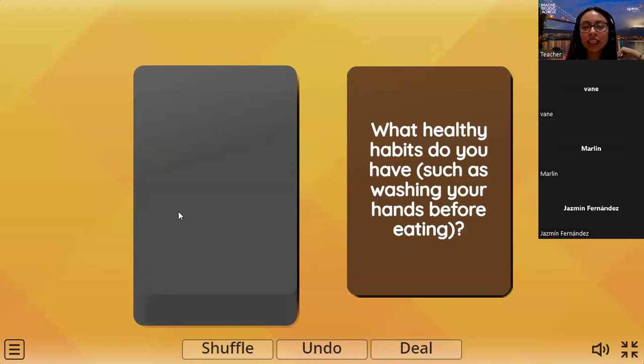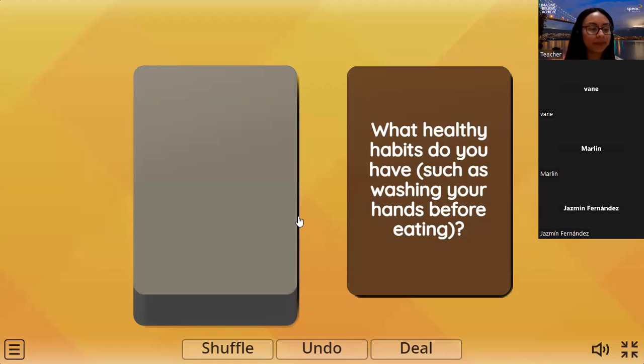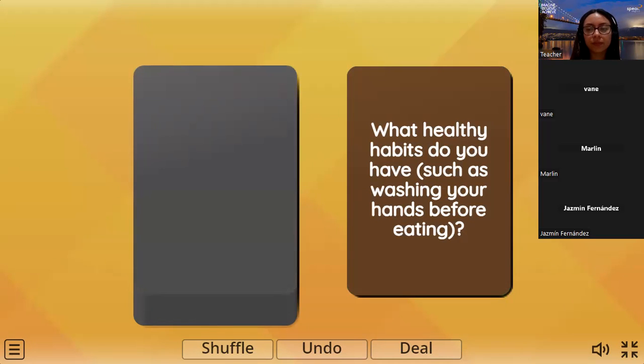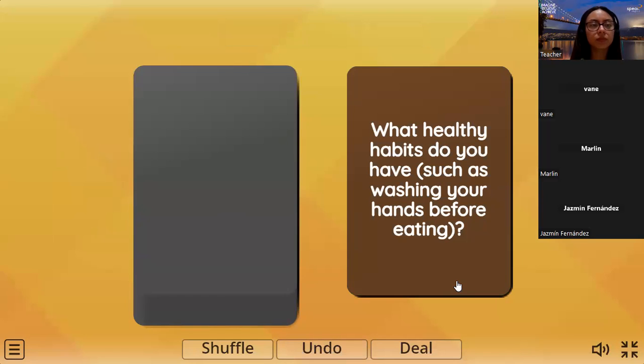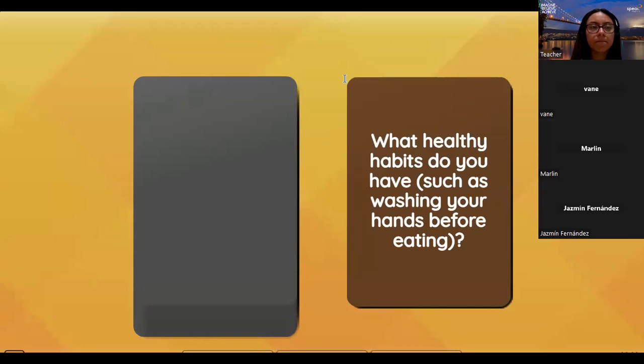Madeline, what healthy habits do you have? For example, washing your hands before eating. Tell me, healthy habits. I wash my hands when I touch money. I try to exercise. Very good. 3 times in a week. I try to eat comida saludable. Healthy food, yes. I don't like comida chatarra. I don't like junk food.